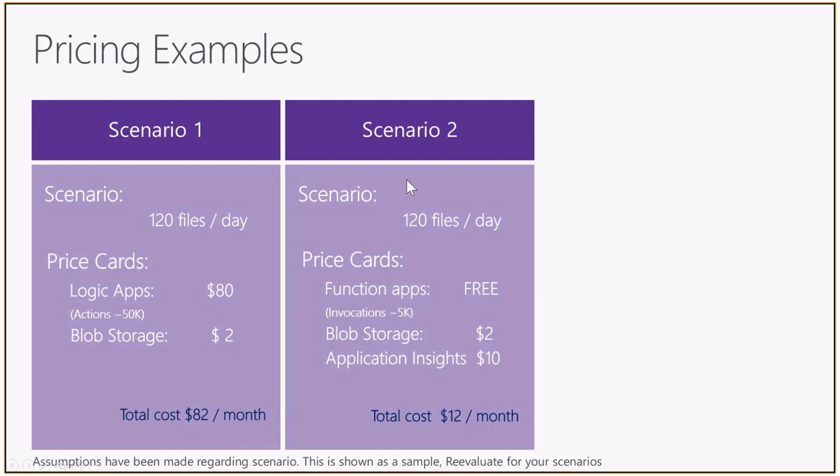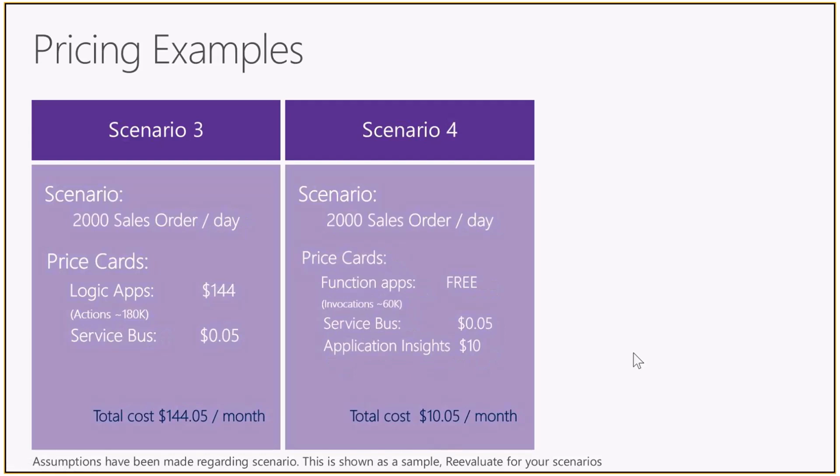This is a second scenario where they do the same integration but using Function Apps instead of Logic Apps. Since they only make 5,000 invocations a month, this would get covered under the consumption plan. So their total cost is about $12 a month. Similarly, this is a scenario where 2,000 sales orders per day are processed for 30 days. So the 30-day total looks like this. And the same thing done through Function Apps.